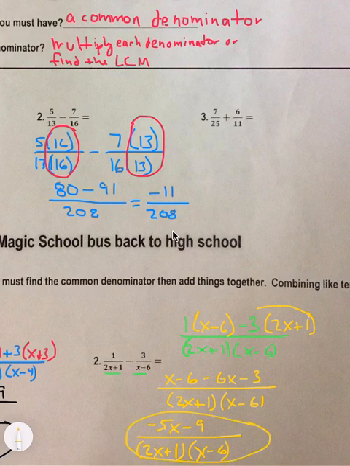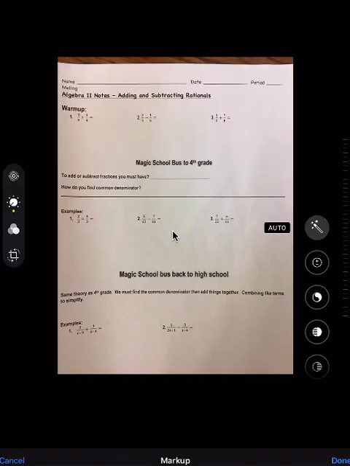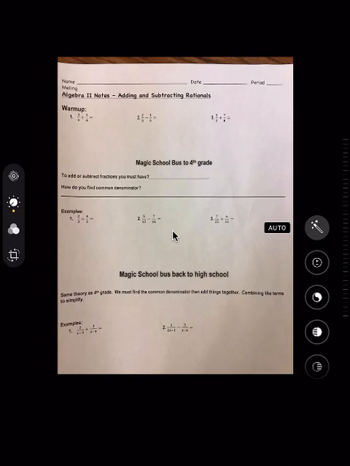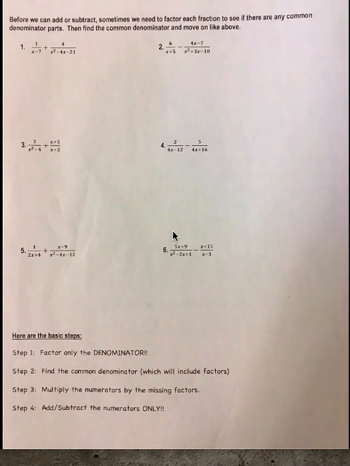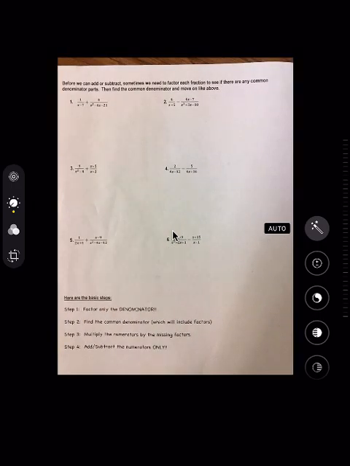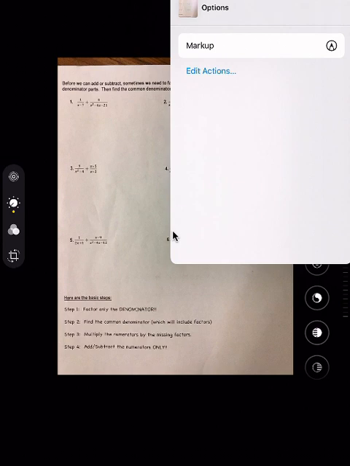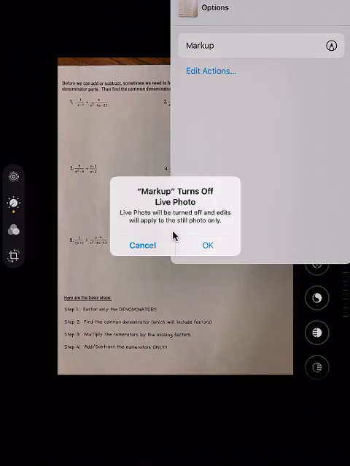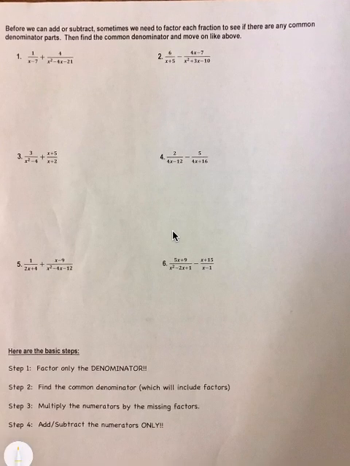All right, let's flip over the page. Give me a second here. And we're going to do a few of these examples.